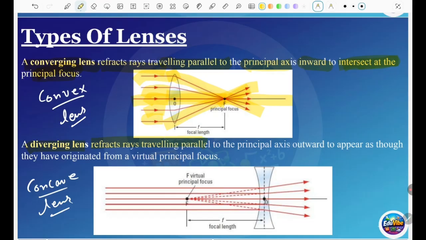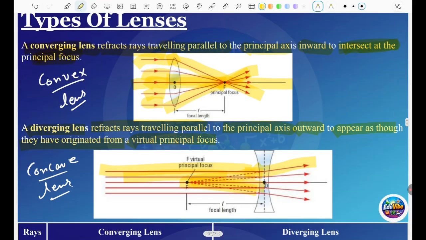Diverging lenses refract rays traveling parallel to the principal axis outward, to appear as though they originate from a virtual principal focus. As I told you, the divergent lens, the concave lens, behaves like a convex mirror, where a virtual image occurs. You can see the rays spread out, and tangent lines trace back to the principal focus to make the image, which is virtual. The dotted line tells you about the virtual image, and we have one special case in the convex lens, the converging lens, when we're dealing with a virtual image.